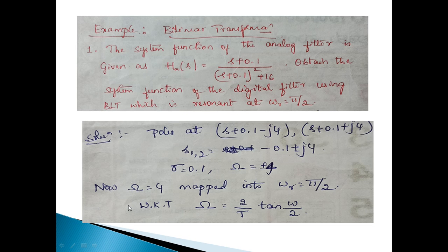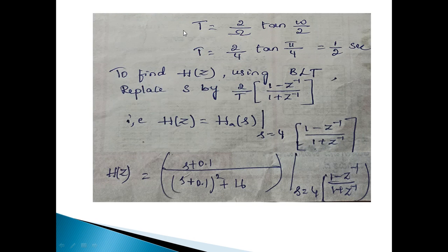Now the omega value, how much do we have? We have 4, which must be mapped to the resonant frequency pi by 2. We know how to calculate this: we have an analog frequency and a digital frequency, and by using these you need to calculate the sampling time T. Omega is 4 here and omega r is pi by 2. So T is equal to 2 by omega tan of omega r by 2. 2 by 4, tan of pi by 2 into 1 by 2, which gives pi by 4. So finally the T value is 1 by 2 second.